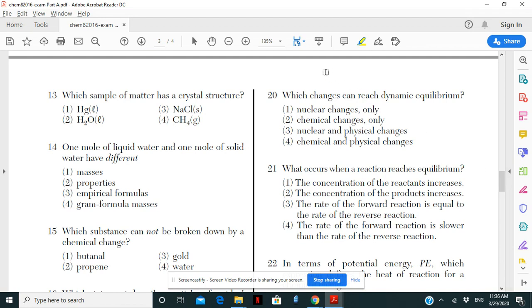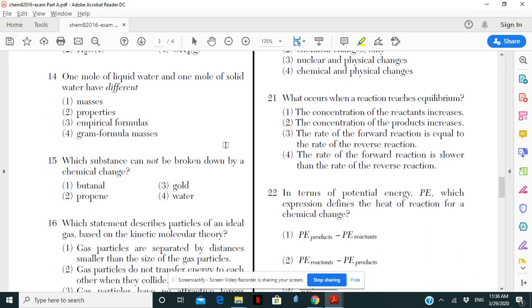Question number 13. Which sample of matter has a crystal structure? Crystal structure is characteristic of solids. Looking over there, mercury is a liquid, water is a liquid, methane is a gas. So sodium chloride is the only solid, because of the symbol S, and it means it has a crystal shape.